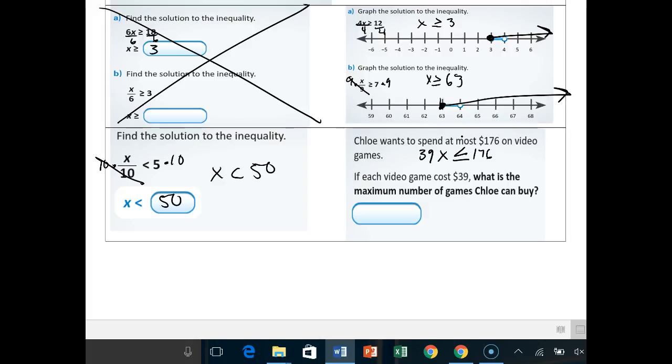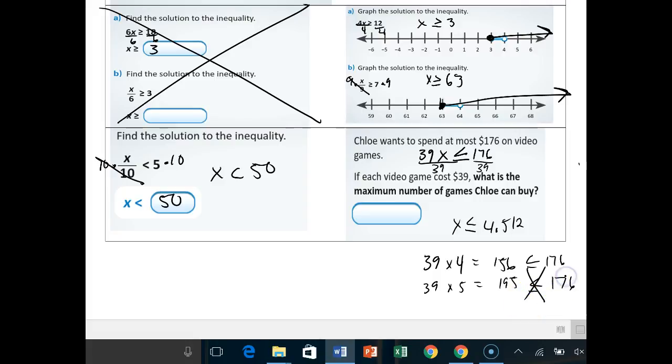So now we just have a one-step inequality where we do 176 divided by 39. When I do that, I get this crazy decimal, and you might want to freak out, like 4.5128, whatever. So think about it. She could buy 4 games because at $39 each, 39 times 4 means she'll spend $156, which is less than or equal to 176. She can't buy 5 because if she bought 5 games, 39 times 5 is 195, and 195 is not less than or equal to 176. So in this case, she can buy 4 video games. That's the end of part 1.